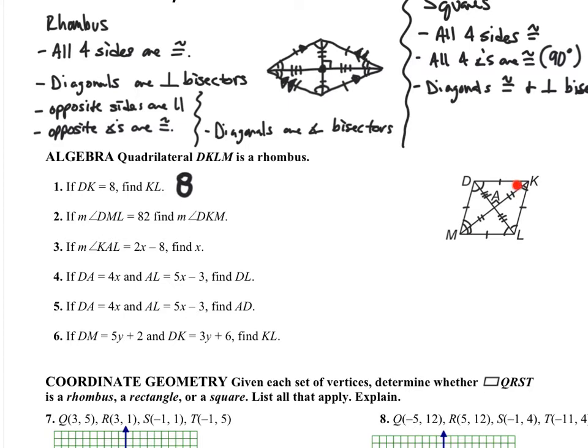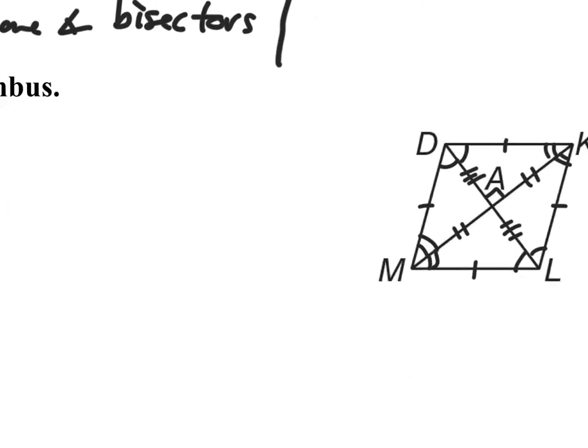I know that angle M and K, both of these big angles, are 82, and I know that they're bisected. So if it's asking me for the little angle here, then I'm just going to call that half of 82, which is 41 degrees, okay? And then it says if angle KAL is 2x minus 8, then find x. Well, I know that, let's just zoom in real quick.